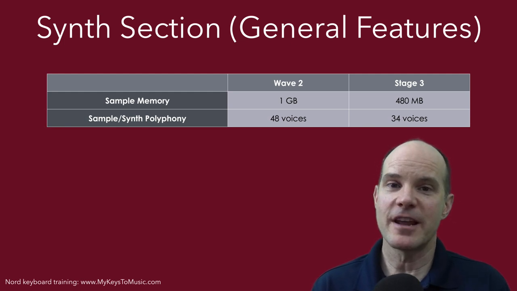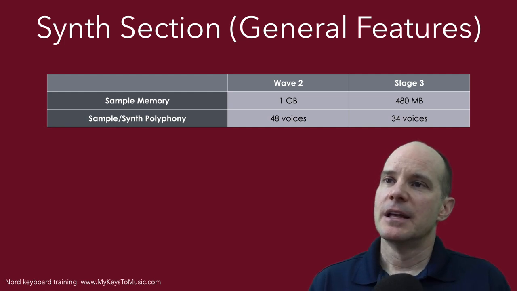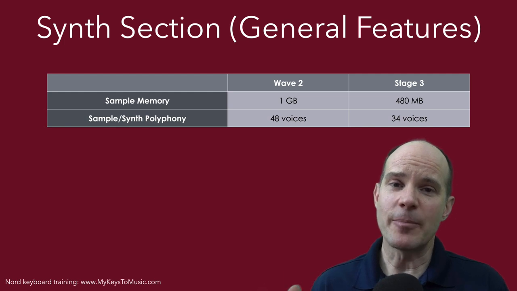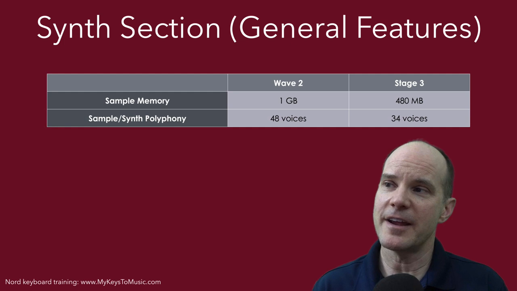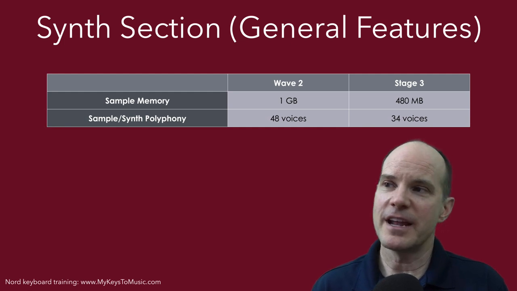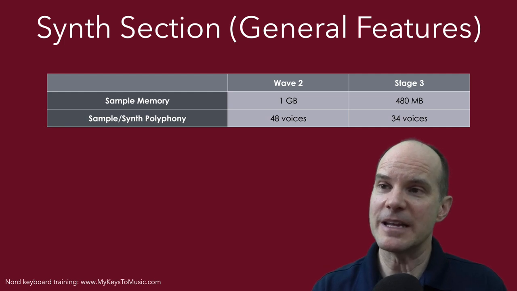The Wave 2 has 48 voices. That means you can play 48 keys at a time and hear all of them. The Stage 3 has 34 voices. Now, the Wave 2 is going to be separating those voices on layers. So you have 4 layers. If you are using all 4 layers, each one of those layers could be taking up more and more voices. So 48 voices, you do need all 48 at times, but it's nice to know you have them. And if you're only using 1 layer, then technically speaking, you have 48 voices. Stage 3 has 34 voices split across 2 layers, or panel A and B.